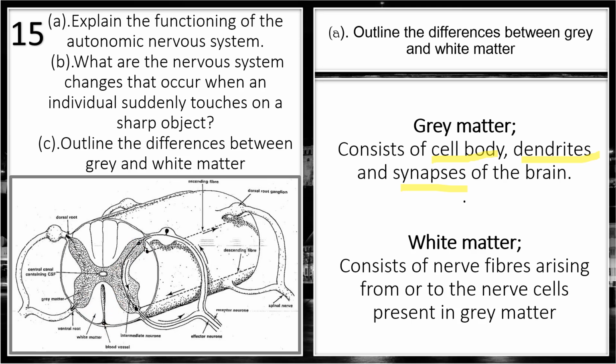Whereas the white matter consists of nerve fibers arising from the nerve cells present in the gray matter. So the white matter here has mainly nerve fibers. Like for example, if you see this nerve fiber going to the brain and the other one coming from the brain, all those are in the white matter.